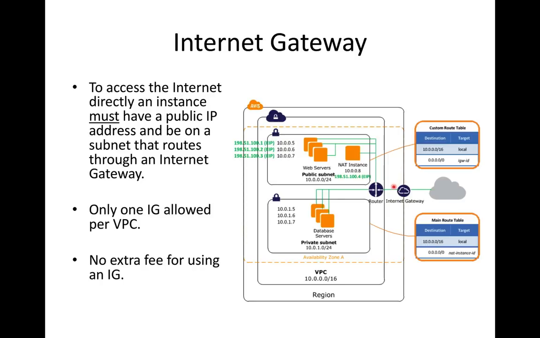Now, AWS only allows you to create one internet gateway per VPC, which kind of makes sense. I'm not sure there'd be a real purpose for creating multiple internet gateways. These internet gateways are designed to automatically scale based on the traffic demands. There's no extra fee for using internet gateways. You're allowed to configure one internet gateway per VPC. And again, that simply connects the VPC to the internet.